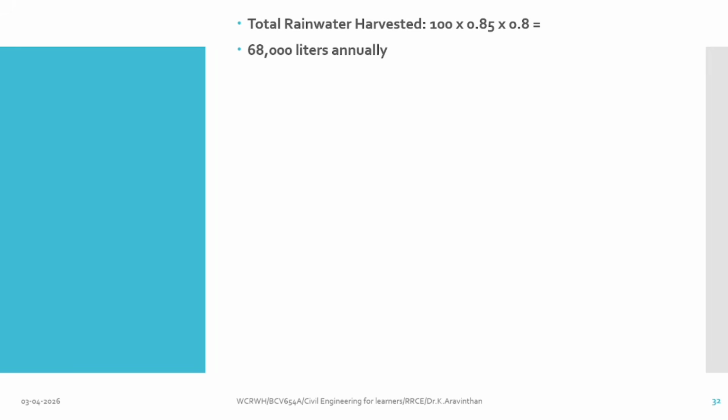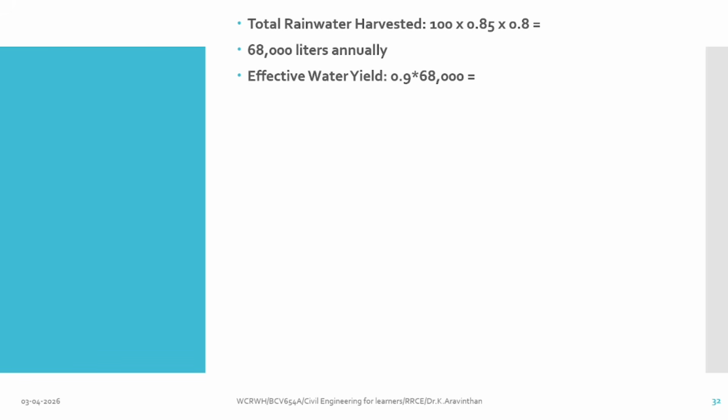The total rainwater harvested can be found as 100 into 0.85 into 0.8, where 100 is the area, 0.85 is the runoff coefficient, and 0.8 is the annual rainfall. So totally 68,000 liters you can collect. So your answer will be 68 meter cube. You can multiply by 1000, and it will be 68,000 liters annually.